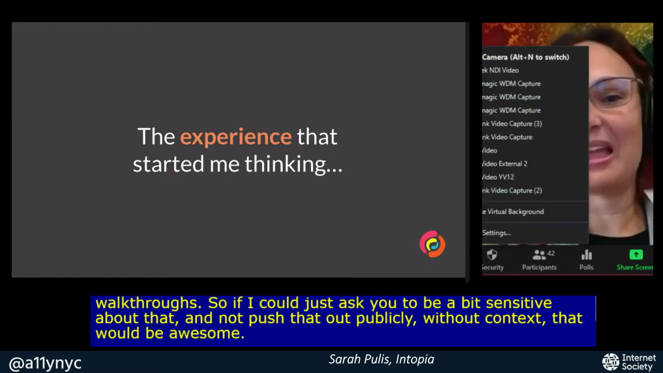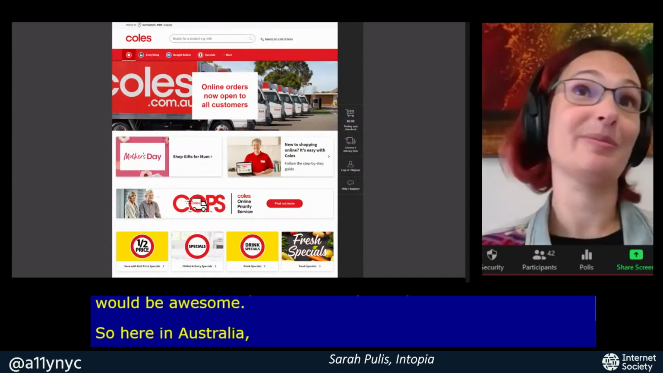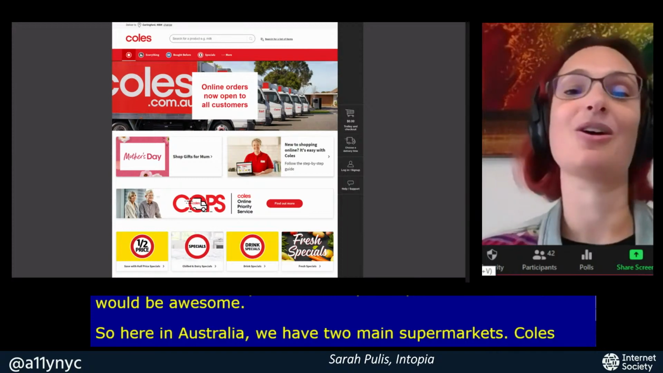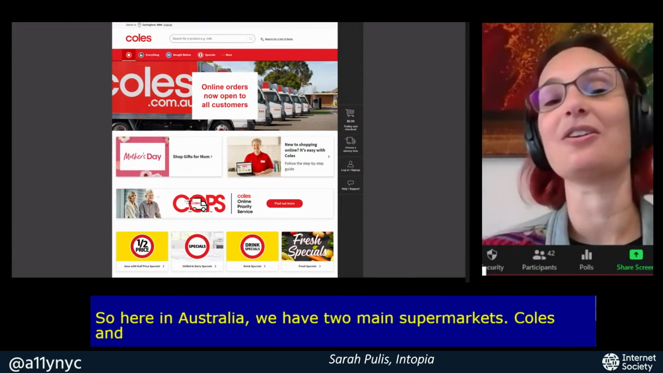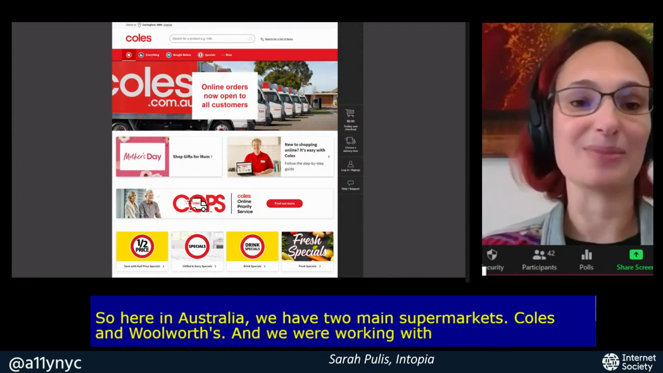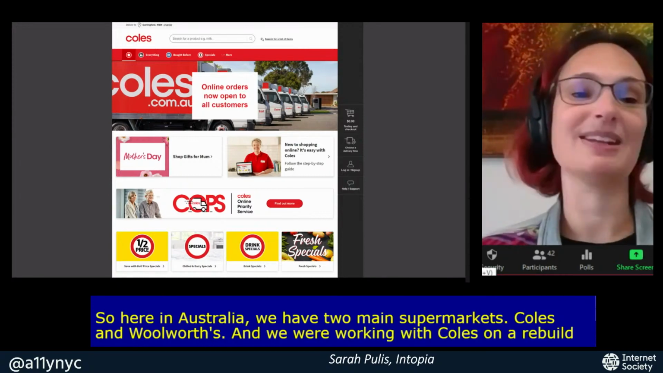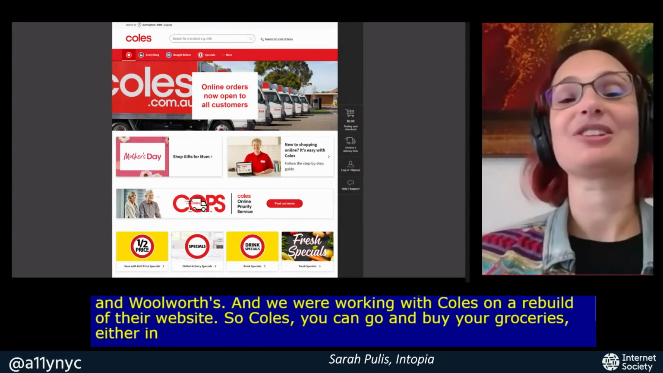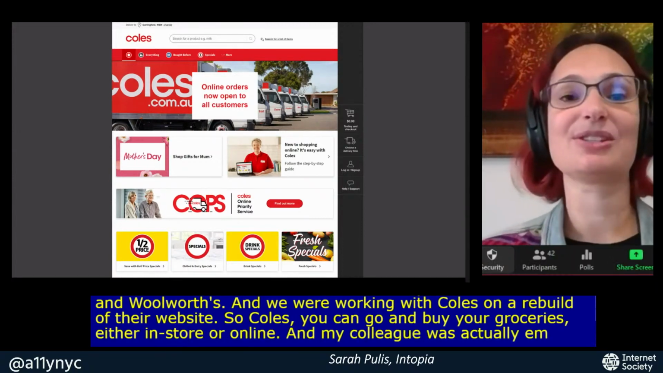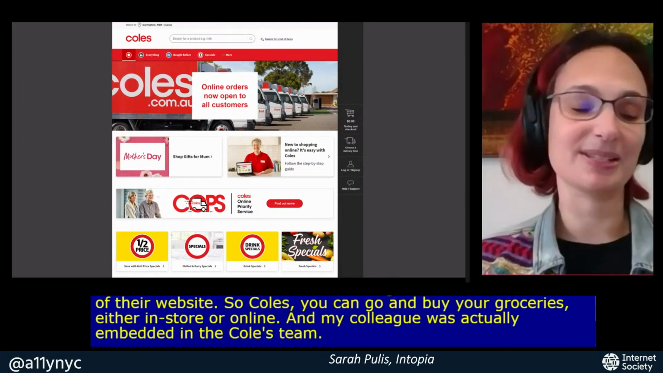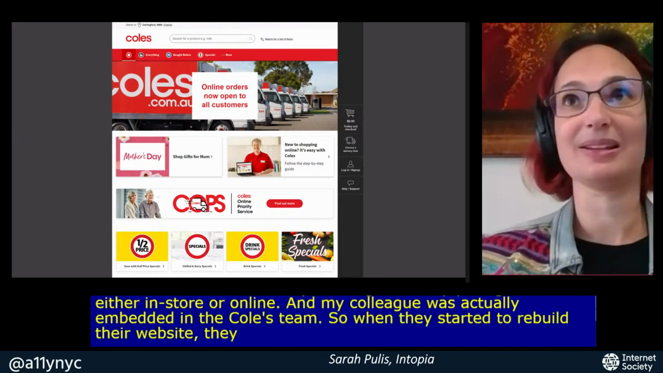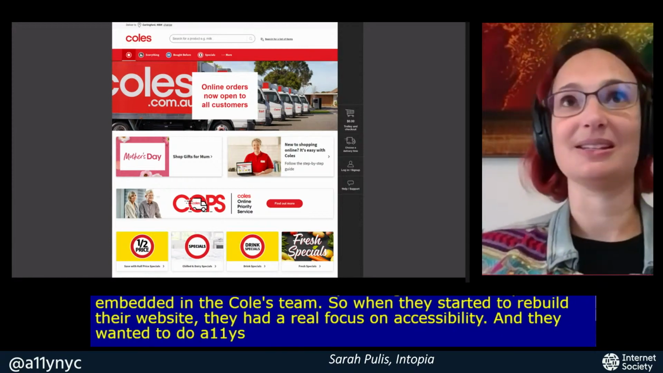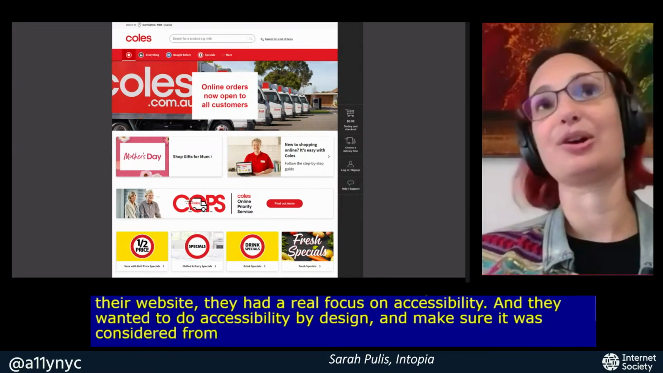So here in Australia, we have two main supermarkets, Coles and Woolworths, and we were working with Coles on a real rebuild of their website. So Coles, you can buy your groceries either in-store or online. And my colleague was actually embedded in the Coles team. So when they started to rebuild their website, they had a real focus on accessibility, and they wanted to do accessibility by design and make sure it was considered from right at the start of the project all the way through.